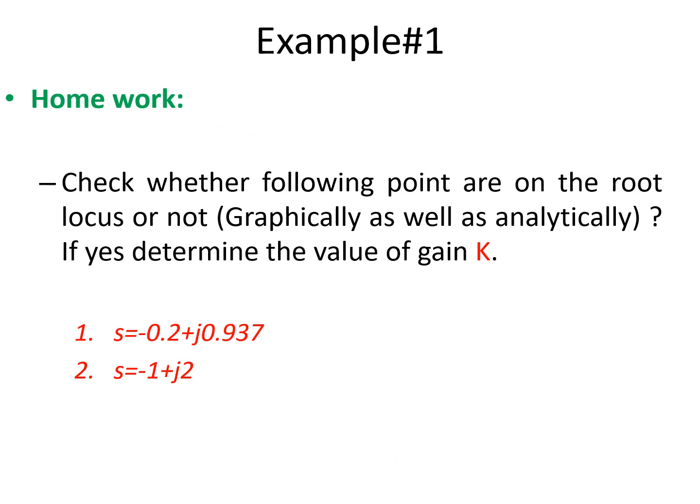So I hope you have understood the angle and magnitude conditions. Here an example is given. The s value is given as minus 0.2 plus j0.937. Another value of s I have given is minus 1 plus j2. Now try to determine the value of K for these two values of s. Consider this as homework and try to simplify.